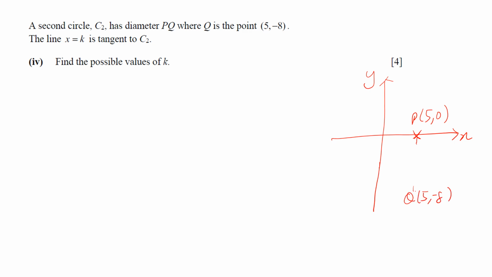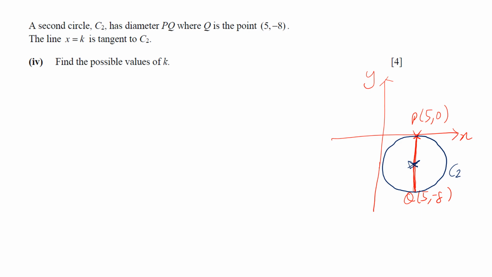So this one is a vertical line. Okay, and this circle passes through PQ. Wait, didn't I say I'm getting very bad at drawing? Okay, we have a circle that passes through PQ. So PQ is the diameter, meaning the center of the circle will be somewhere here, which is the midpoint of PQ, and that is your circle C2. Then x equals k is a vertical line. It's a tangent to C2. Oh, so find the possible values of k.